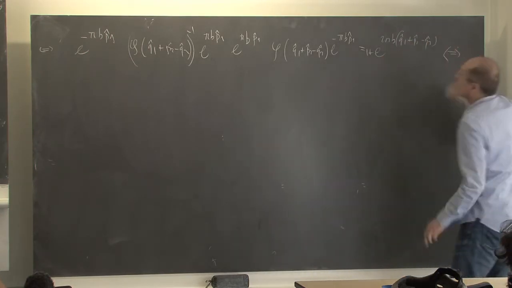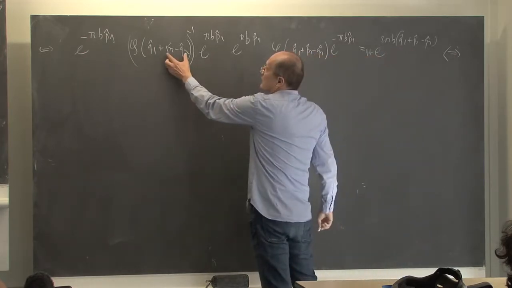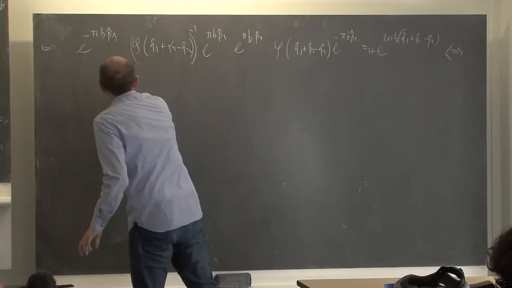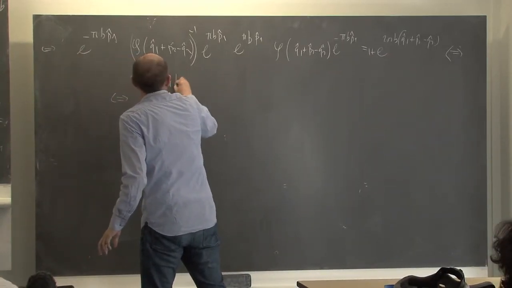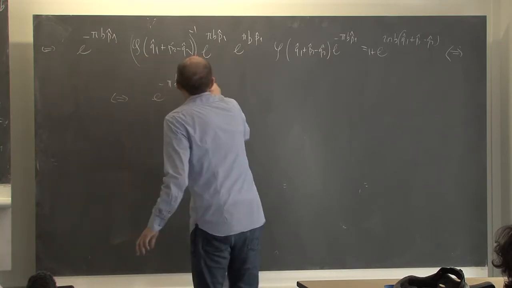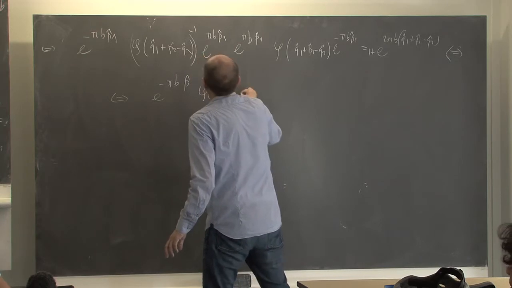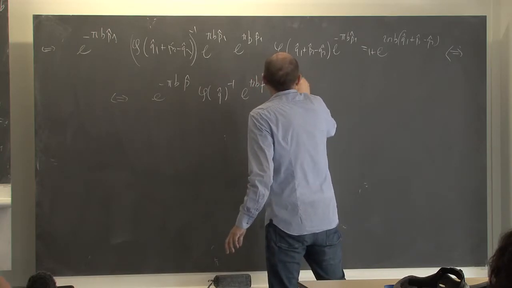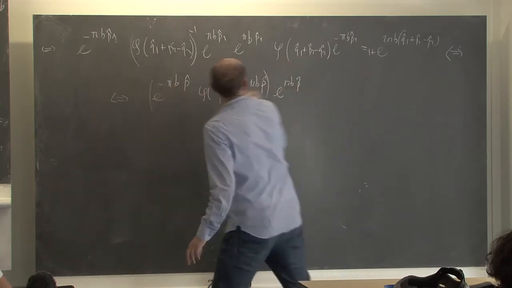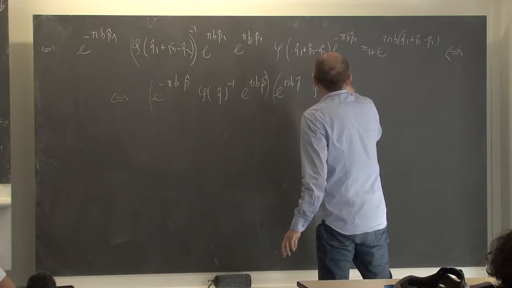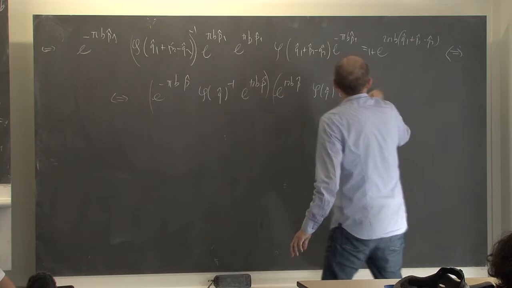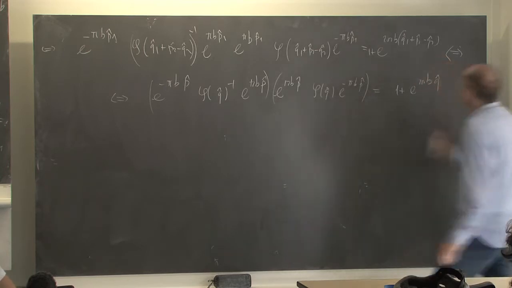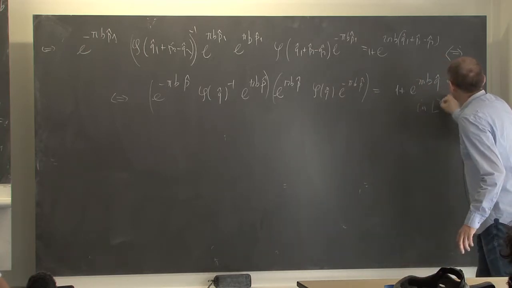And this is equivalent to, now we can apply a unitary transformation to pull out all dependence on the second argument. And so this becomes just the identity in L2 of R: e^{pi b P}, phi of Q, e^{minus pi b P} equals 1 plus e^{2 pi b Q}.